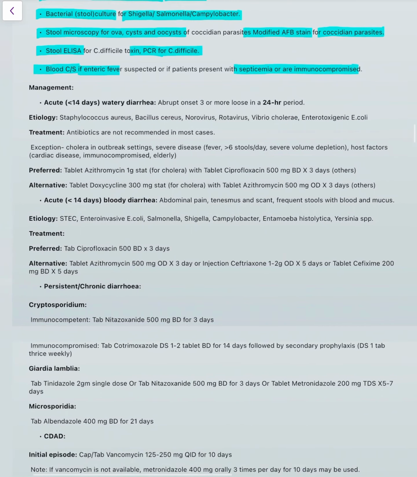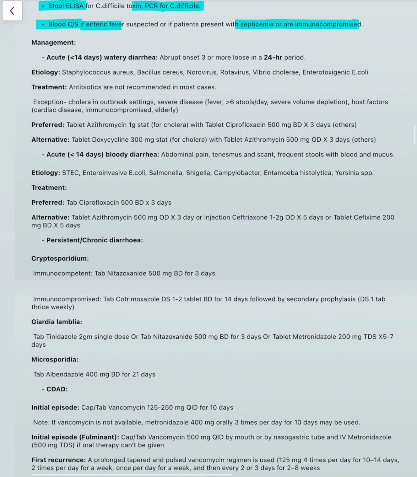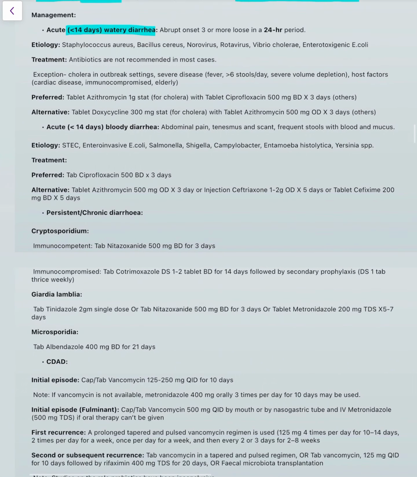Right. Now coming to the management of acute watery diarrhea, that is less than 2 weeks, as I said, you have to suspect etiologies like Staph aureus, Bacillus cereus, norovirus, rotavirus, Vibrio cholerae and enterotoxigenic E. coli. Usually the antibiotics are not necessary. Symptomatic management will subside the symptoms by itself. But there are some exceptions to this, like severe disease.